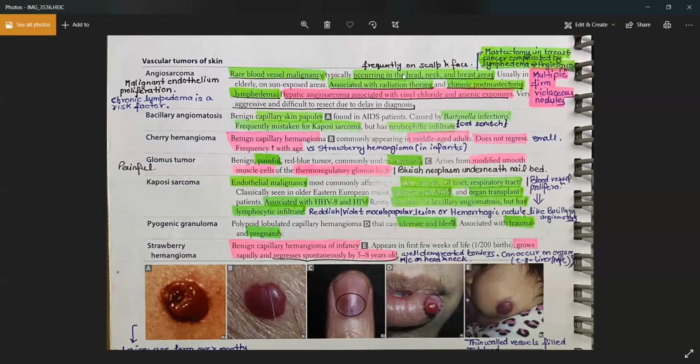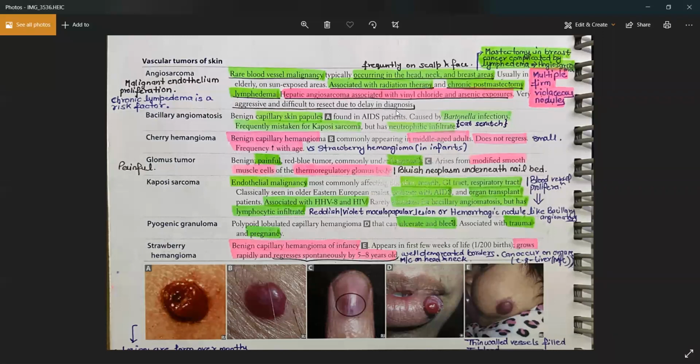Very important. You can also get hepatic angiosarcoma if you guys remember the causative agents, vinyl chloride and arsenic, right? You can get hepatic angiosarcoma because of that. And these tumors are very much aggressive, of course. So that's about the angiosarcoma. It is a malignant endothelial proliferation. Chronic lymphedema is a risk factor, an important one being the breast area, right?